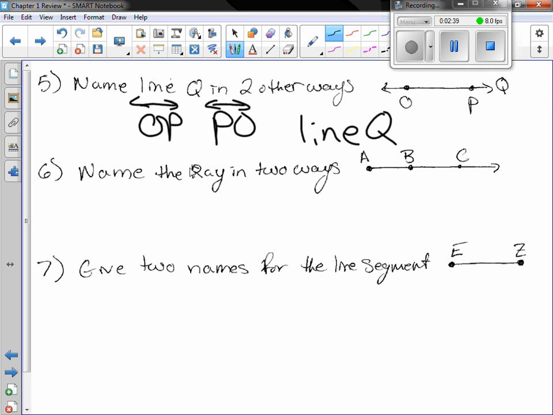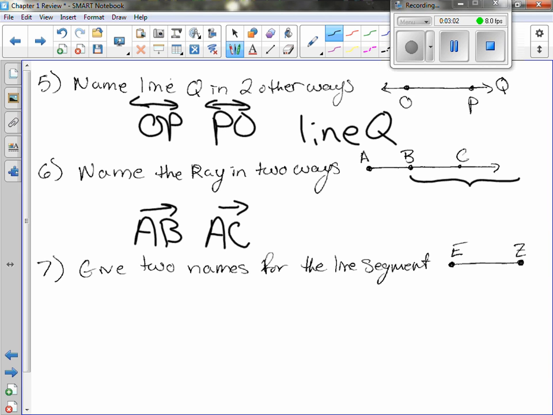Number 6, name the ray in 2 ways. Well, we could say AB, AC, or that's about it. BC, I may or may not take because it is naming a ray, but it's not naming the whole ray because B to C is different. Now, if you do BA or CA, either one of these, that's going to be wrong because that's not a ray. That would just be a line segment.